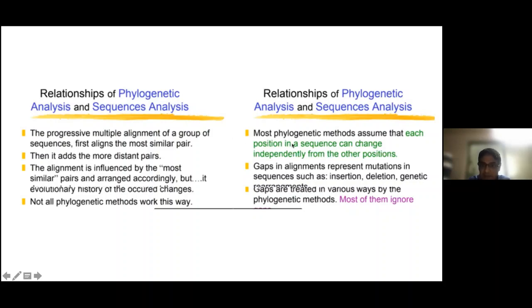And there are certain assumptions for the phylogenetic tree. They assume that each position in a sequence can change independently from the other positions. That means they're not biased.